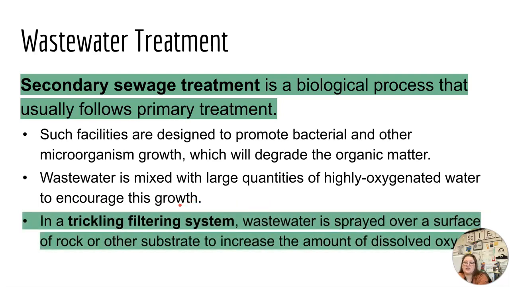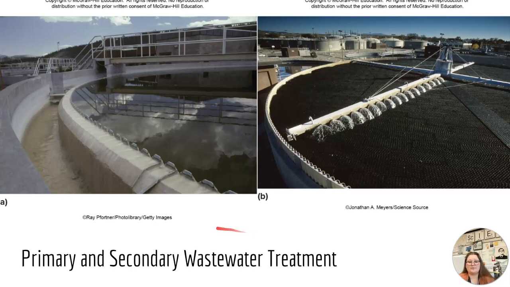And then in a trickling filtration system, wastewater is sprayed over a surface of rock or other substrate to increase the amount of dissolved oxygen. We're just mixing more oxygen in with that water. So this is primary and secondary wastewater treatment. So it's just being filtered through.